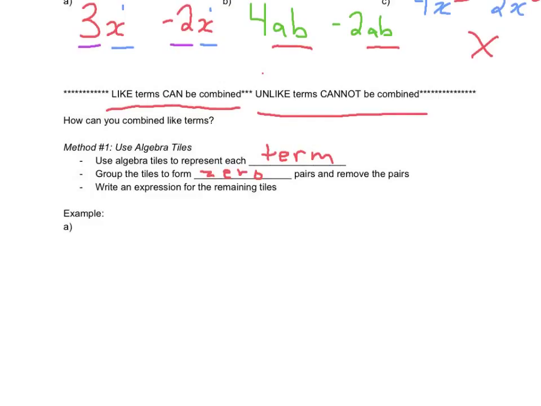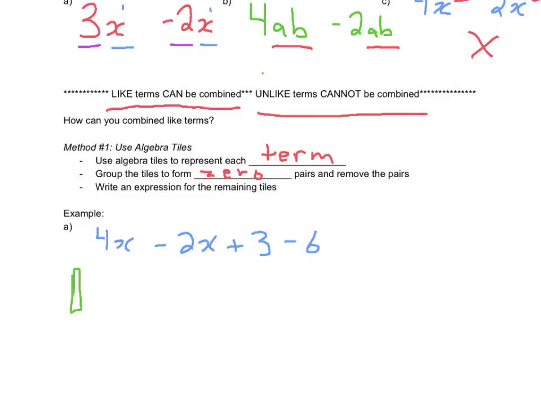Let's look at an example of how we can do that. You are given 4x minus 2x plus 3 minus 6. If you were going to combine the like terms here using algebra tiles, you would draw out all of these things.